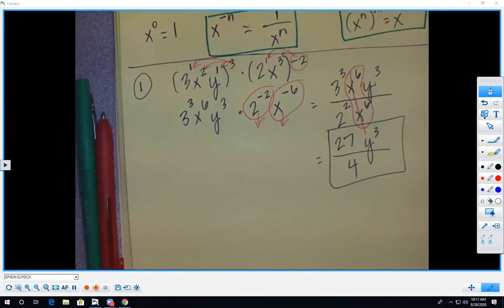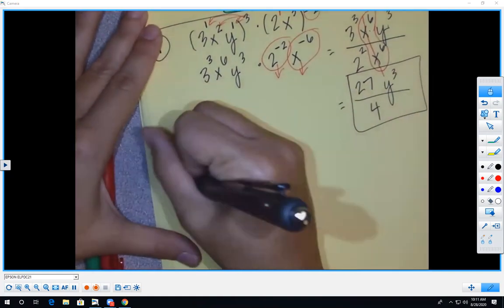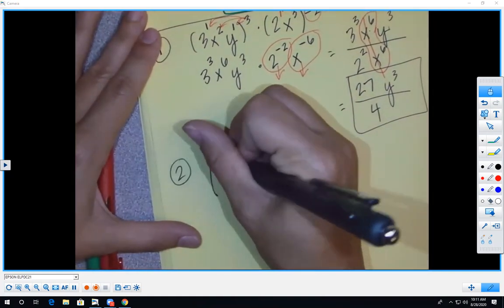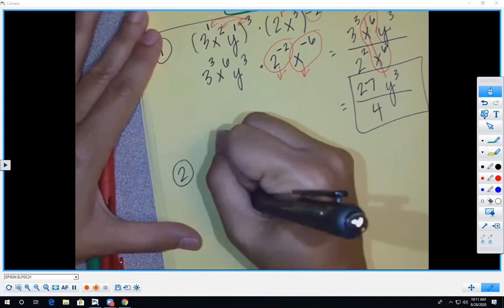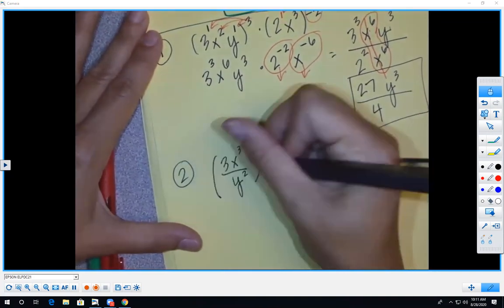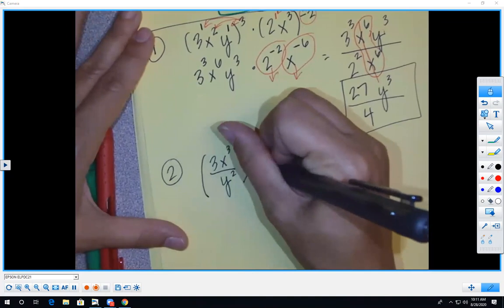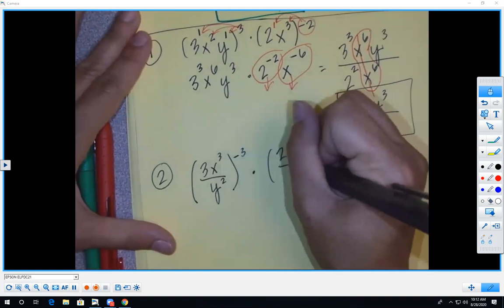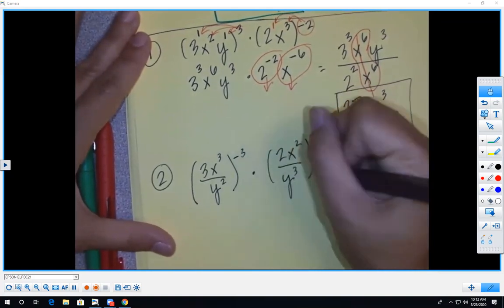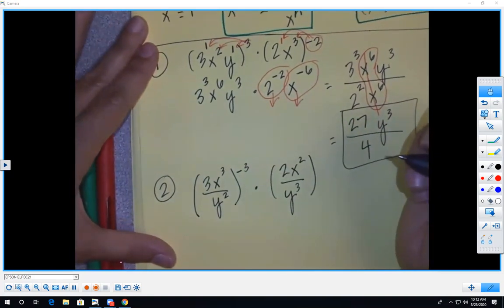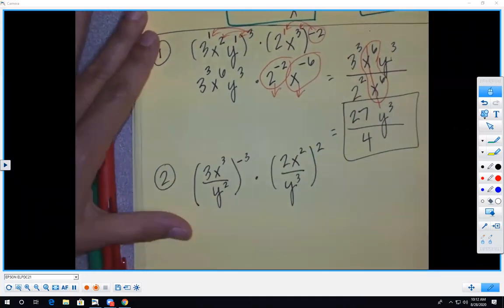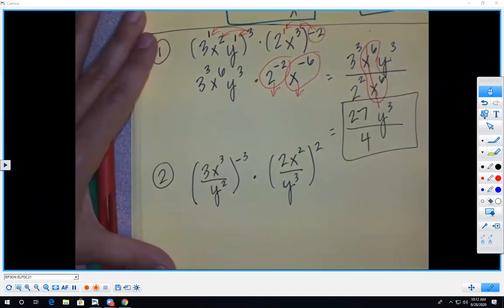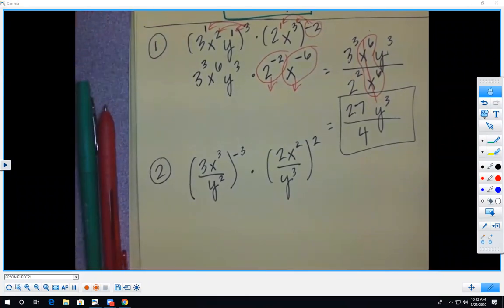Okay, let's do another one. If I had 3x to the third over y squared, all raised to the negative third power, times 2x squared over y to the third, raised to the second power. Get started on that and see how far you can go.